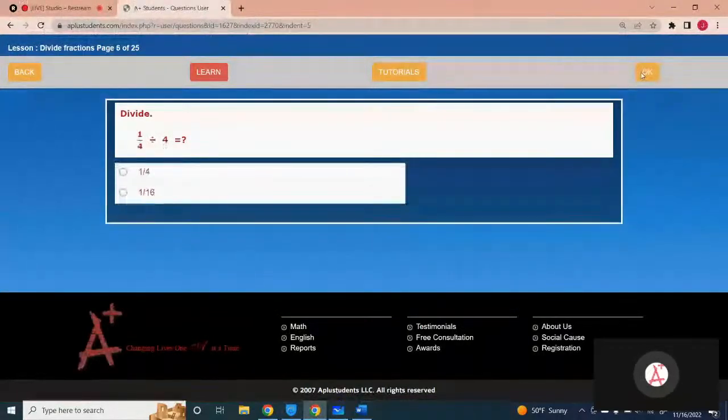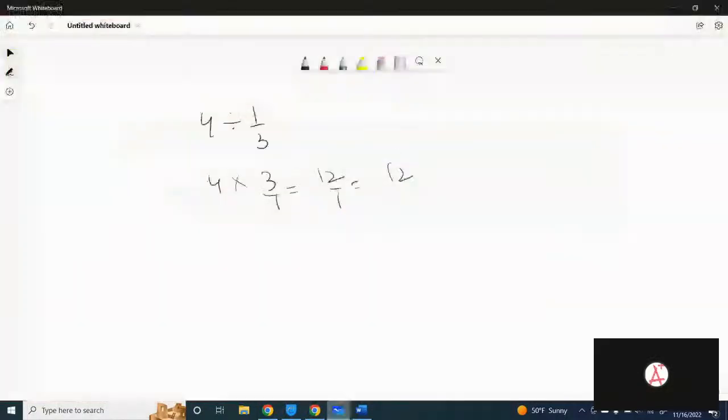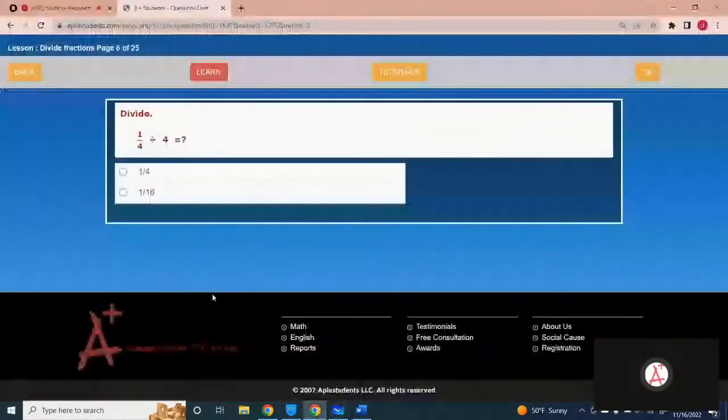Okay, the next one is 1 by 4 divided by 4. So replace the division sign with the multiplication one, and take the reciprocal of the term right after the division sign. It would be then 1 over 4. So it would be 1 over 16. Got it? So the correct option is 1 over 16.